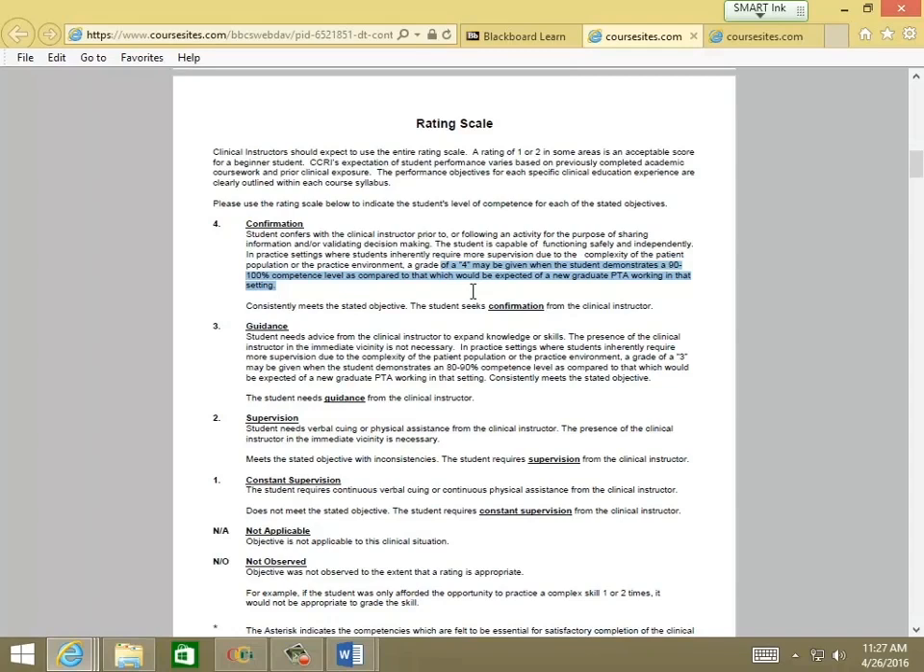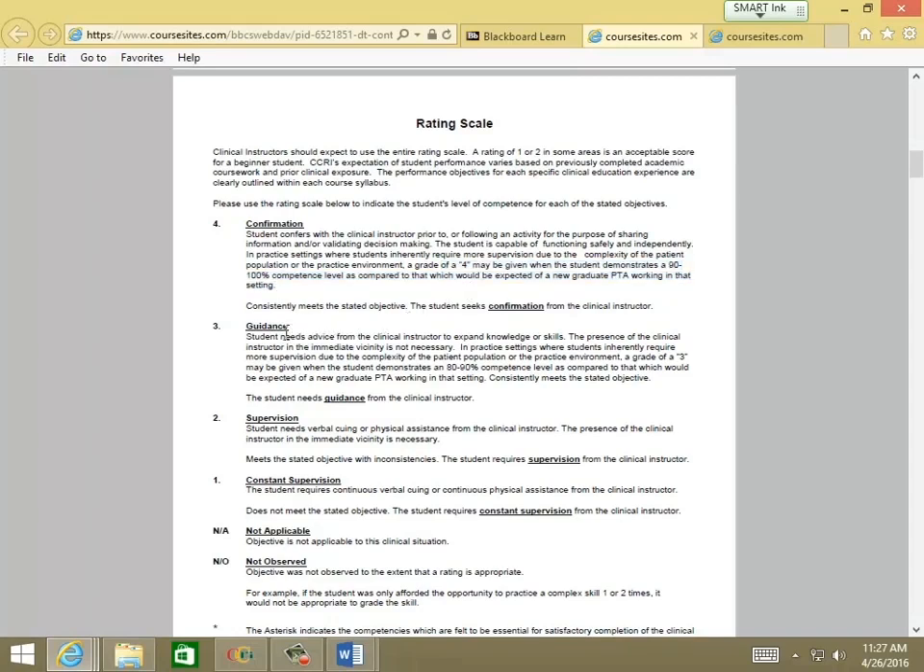setting. So that new grad or the PTA student may still need some assistance from the clinical instructor, but if what you're seeing from our student is 90 to 100% of what we would expect for a new grad in that complex setting, then a grade of a 4 may still be issued.